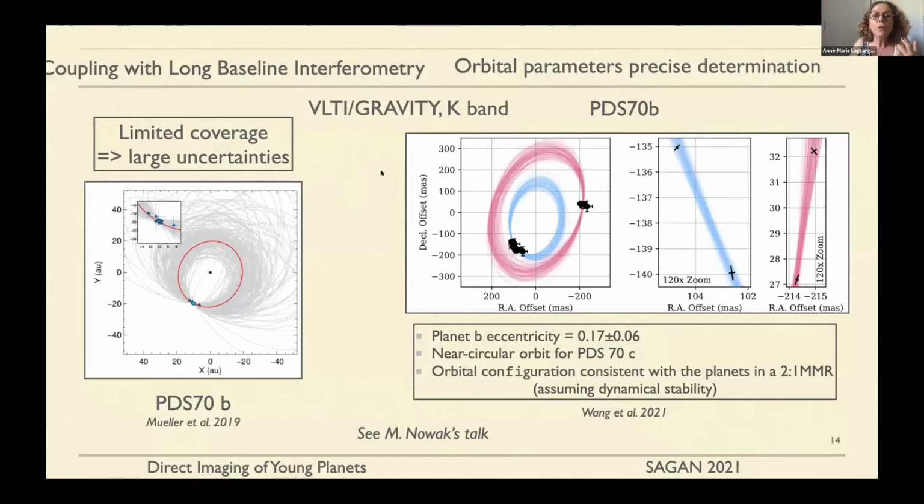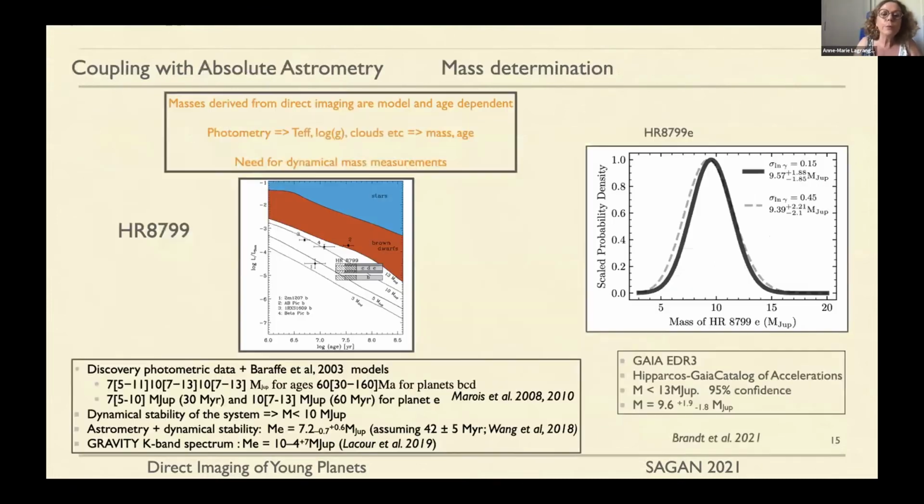If you couple now with long baseline interferometry, and this was done with GRAVITY, the instrument at the VLTI at K-band, GRAVITY will give you a very precise position measurement of the planet with respect to the star. And this allows you to get really precise orbital parameter determination of your planets, even though you have not monitored the planet all along its orbit.